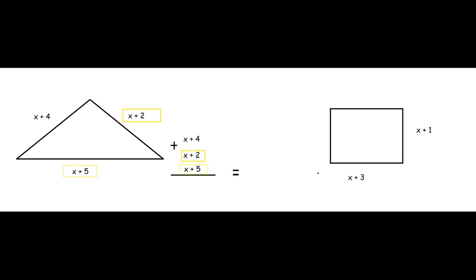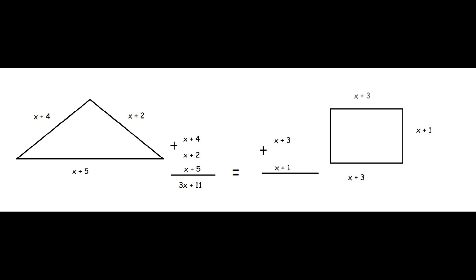Here are our shapes: x plus 4, x plus 2, and x plus 5. Now, if you notice, in that triangle, those are the lengths of our three sides. So what we have to do is add the x's from x plus 4, x plus 2, and x plus 5. That gives us 3x. Then we add the 4, the 2, and the 5, and that will give us 3x plus 11. All right, that's 6 plus 5 is 11. 3x plus 11.